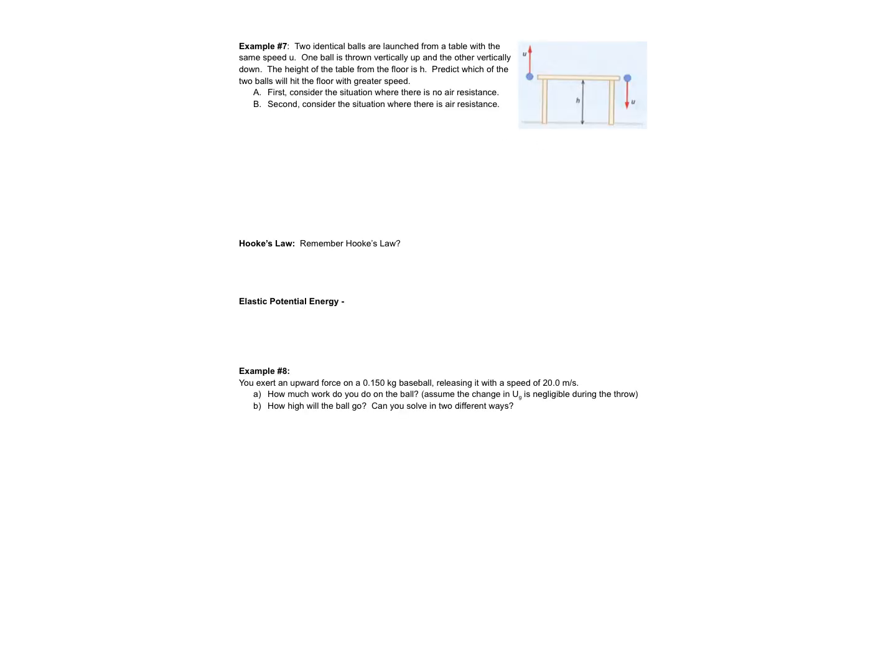So on this page, we are going to do example number 8. Okay, we exert an upward force on a 0.15 kilogram baseball, releasing it with a speed of 20 meters per second. How much work do you do on the ball? Okay, we're going to assume that the change in UG, gravitational potential energy, is negligible.